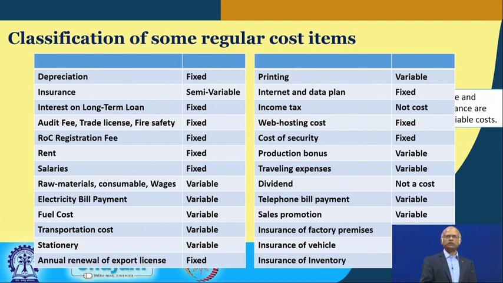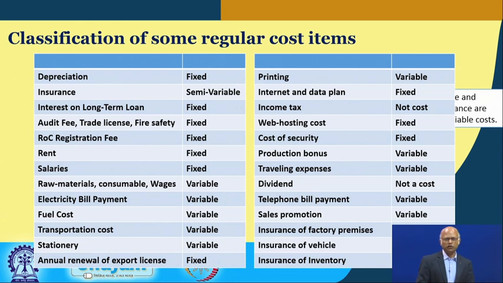So, this is fixed cost. Income tax: if there is a question whether income tax is a variable cost or a fixed cost, the answer is income tax is not a cost. You pay income tax out of profit. So, whatever you allow before understanding or estimating profit is a cost. Beyond that is not cost.